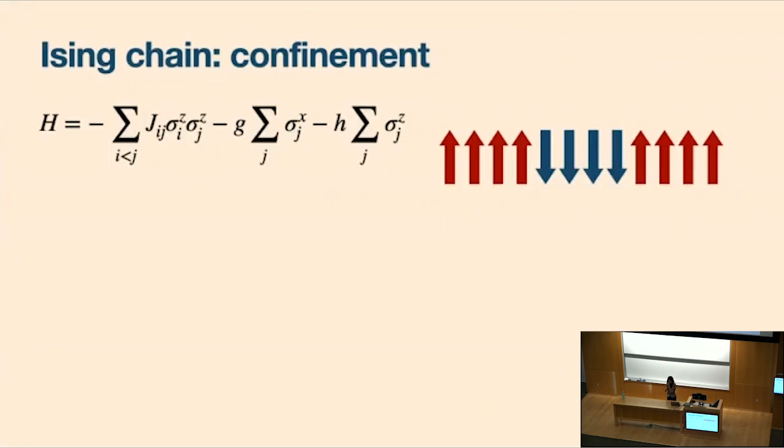Okay, so this is the model of interest. We have Ising ZZ interactions. There is a transverse field G, and there is a longitudinal field H.